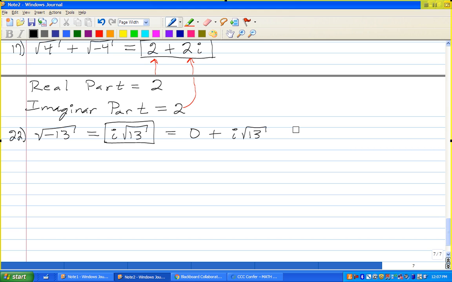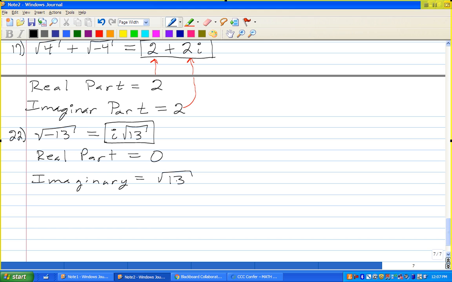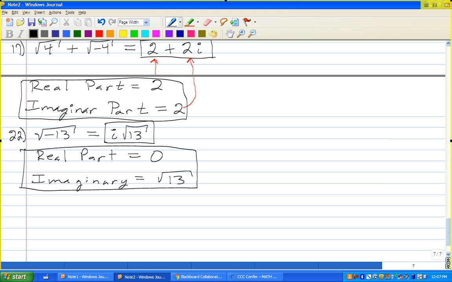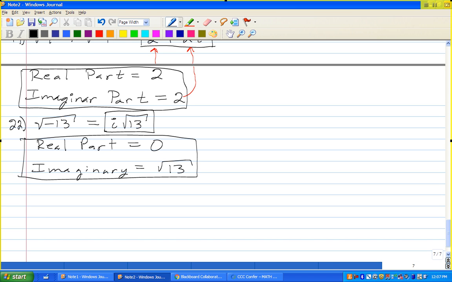And so, let me keep it in this form. Let me write down the real part and the imaginary part. Well, there is no real part. It's 0. The imaginary part in this particular case is rad 13. And that is my answer. Okay. Let me do problem 23.